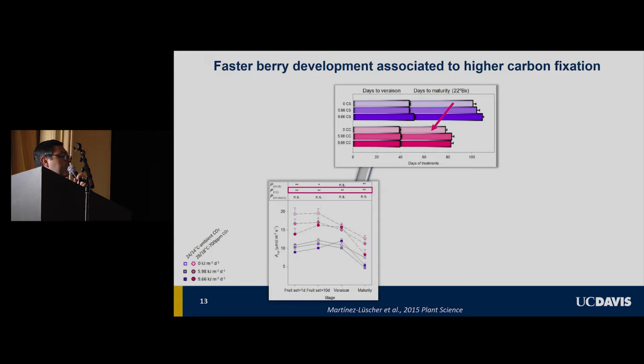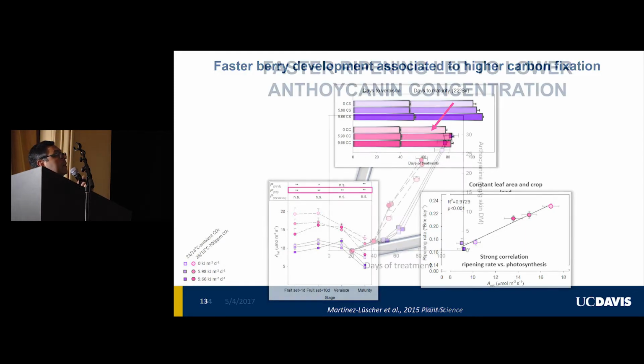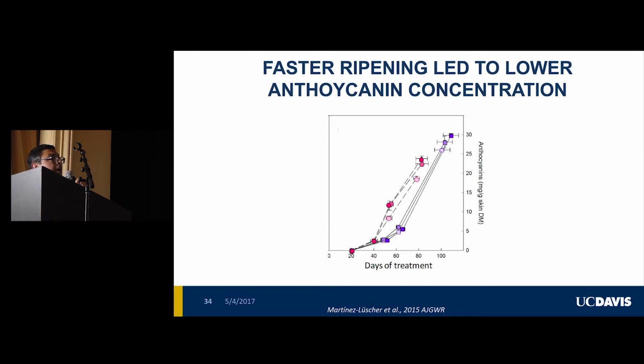From fruit set plus 10 days, to veraison, to maturity, the amount of photosynthesis will more than likely decline as you go towards ripening. However, the rate at which we're photosynthesizing has changed greatly. Under a constant leaf area to fruit ratio, we are ripening a lot faster with this higher photosynthesis. This faster ripening is leading to a lower anthocyanin concentration, because glucogenesis kickstarts all this process. As we make a lot more sugar, we do not have time to make a lot of anthocyanin, or we might degrade it under higher ultraviolet light conditions.